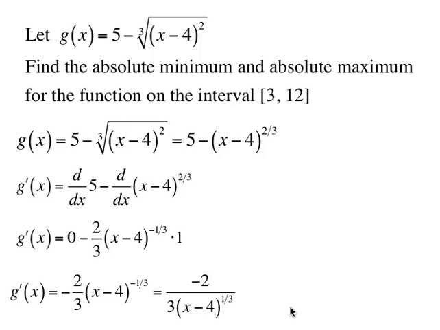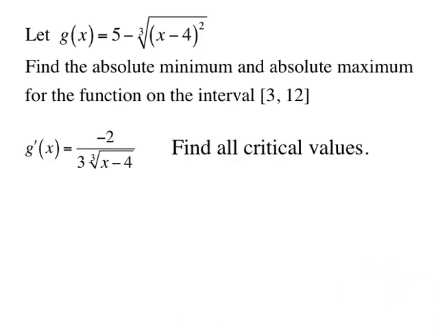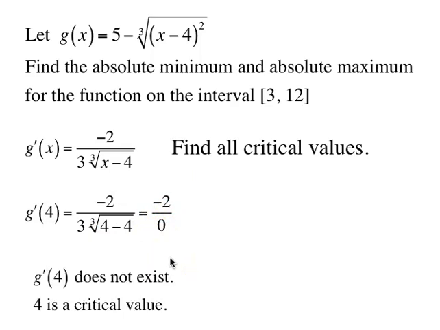Critical points, again, are where the first derivative is 0 or where the first derivative does not exist. This is never 0. This is a fraction. The numerator is never 0. But it doesn't exist if the denominator is 0. So you can recognize if we plug in a 4 for x, the derivative g prime of 4 will not exist. 4 will be a critical value. So negative 2/3 divided by the cube root of x minus 4. Recognizing g prime of 4 is negative 2/0, that is undefined. G prime of 4 does not exist, so 4 is indeed a critical value.